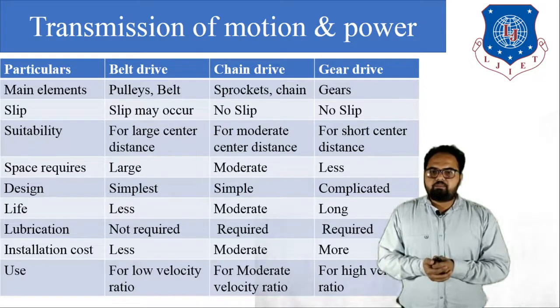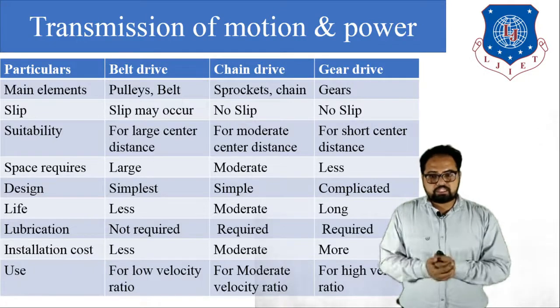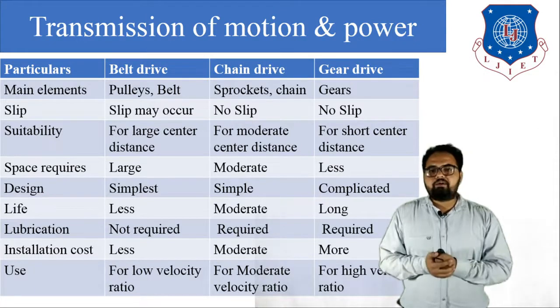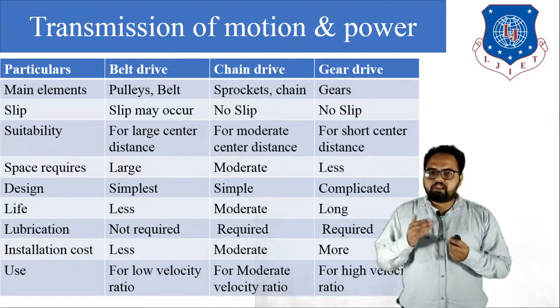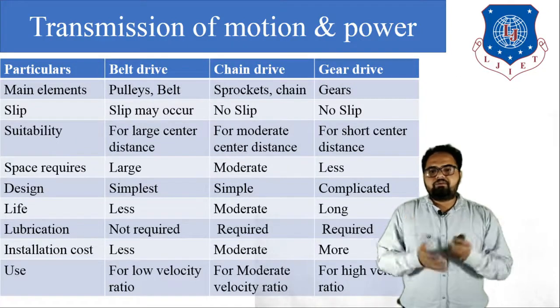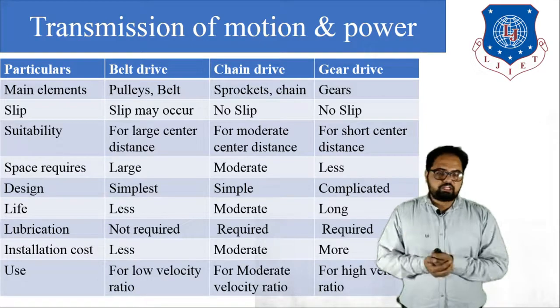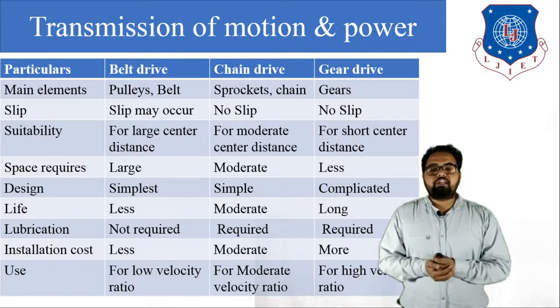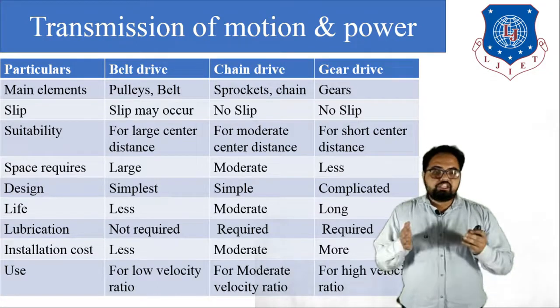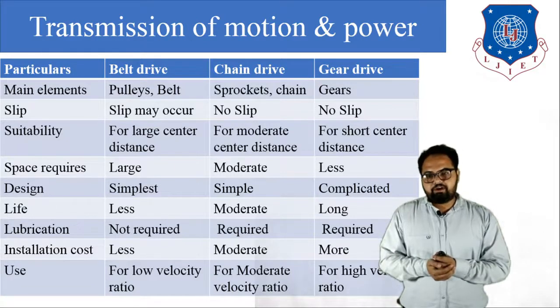Design. The design of the belt drive is very simple. Design of the chain drive is also simple, but the design of the gear drive is complicated. Life of the belt drive is very less. Life of the chain drive is moderate, and gear drive has a very long life. Lubrication. There is no requirement of lubrication in case of belt drive. In chain drive, little lubrication is required, and in gear drive, very high lubrication is required.